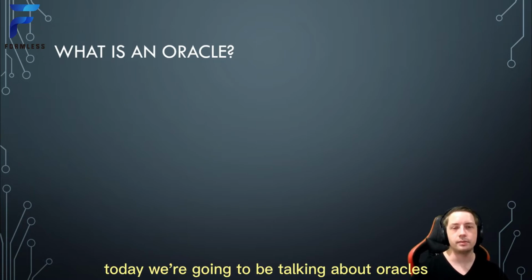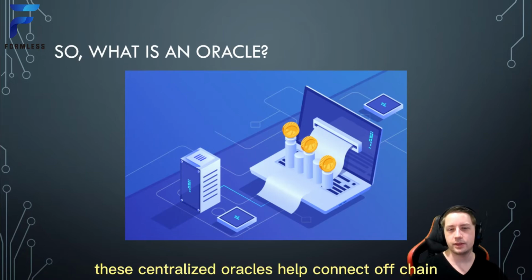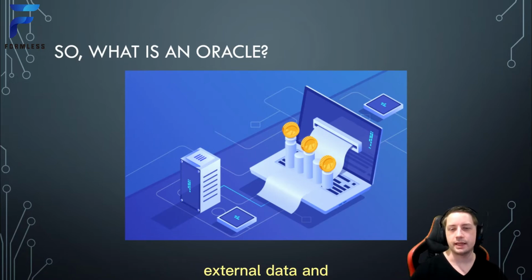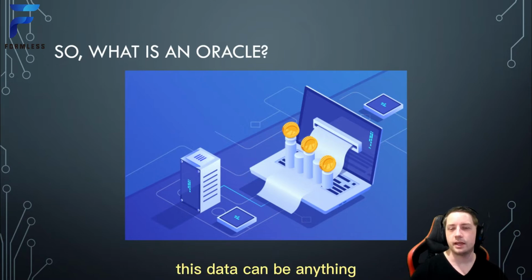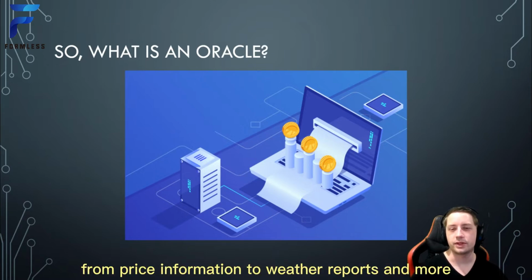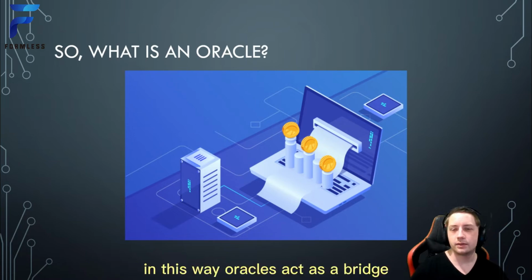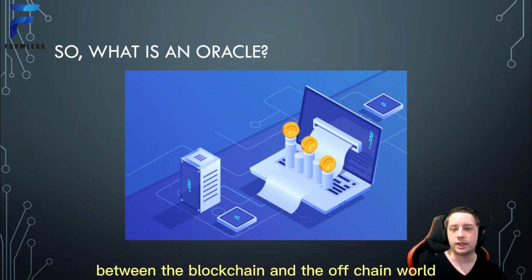Today we're going to be talking about oracles. Decentralized oracles help connect off-chain external data and APIs to the blockchain. In other words, oracles provide a framework for smart contracts to access data that is uncertain or unavailable from information on-chain. This data can be anything from price information to weather reports and more. In this way, oracles act as a bridge between the blockchain and the off-chain world.